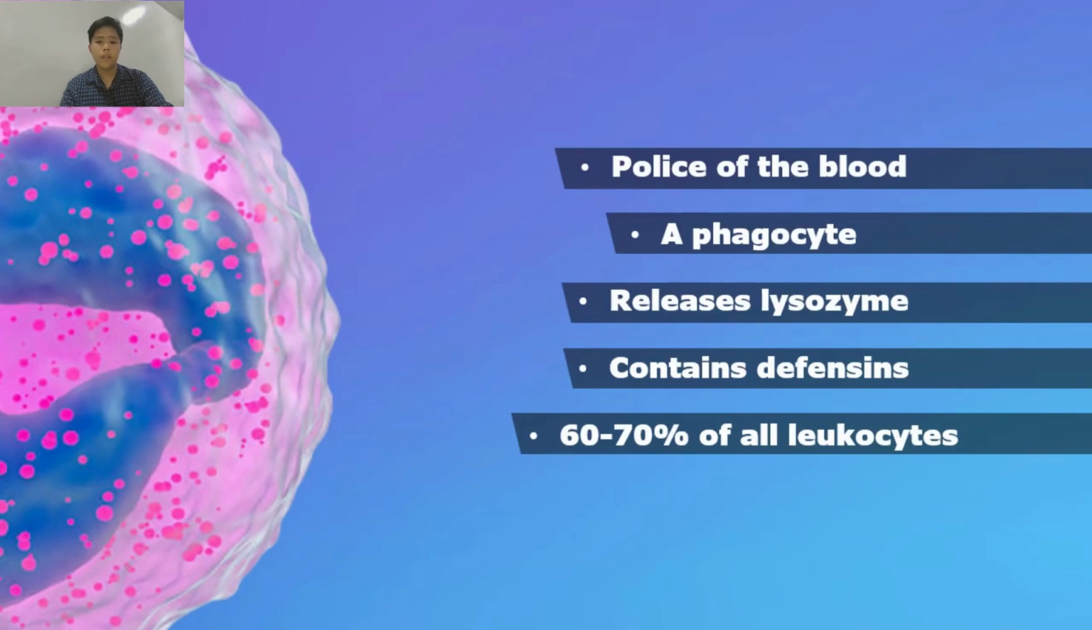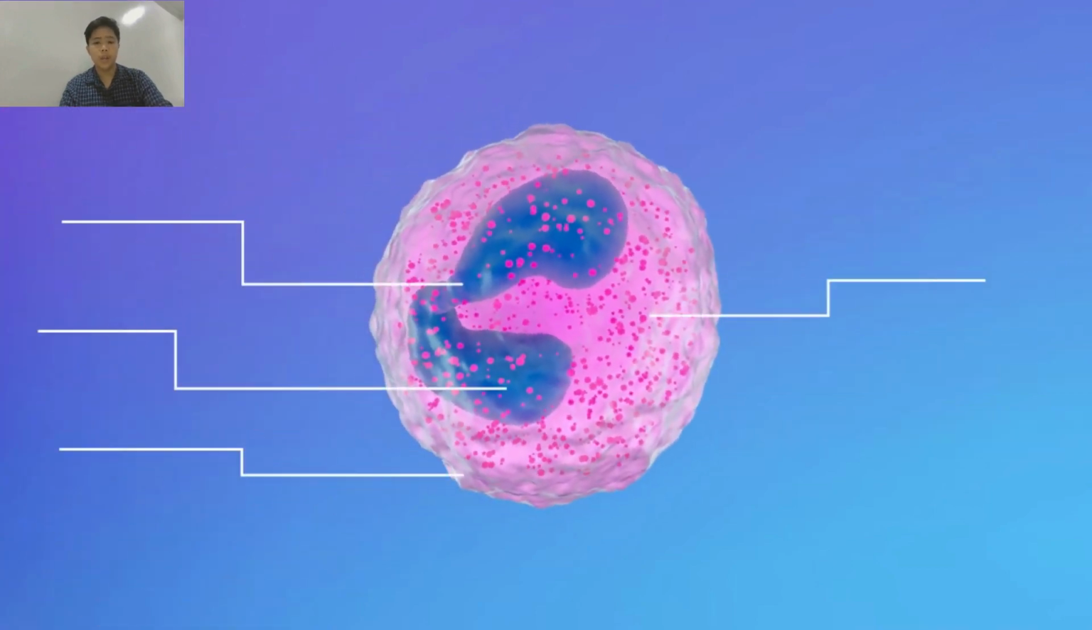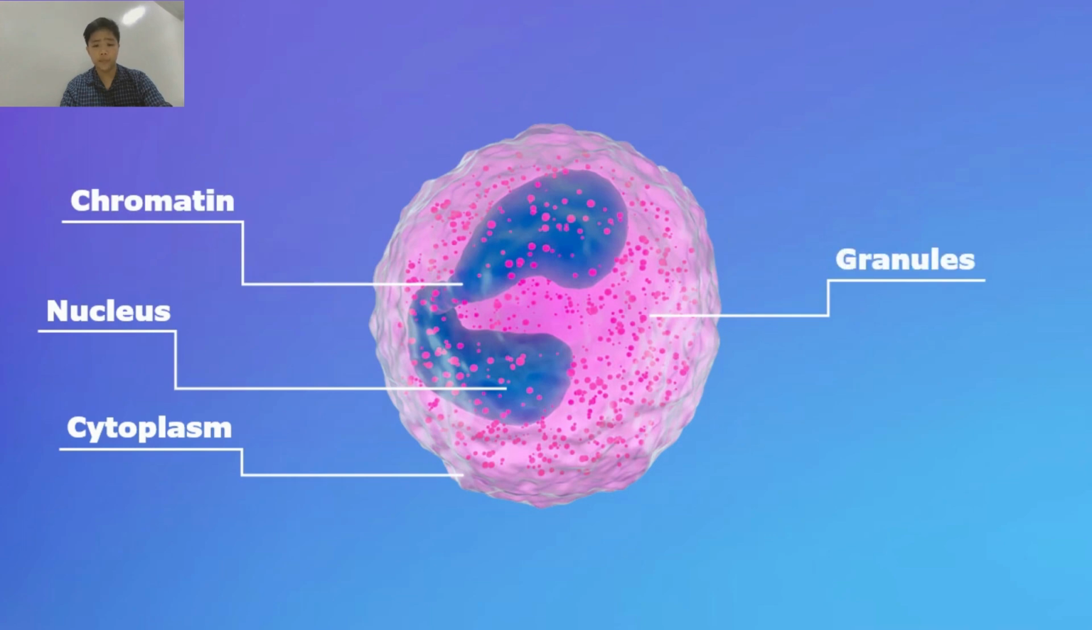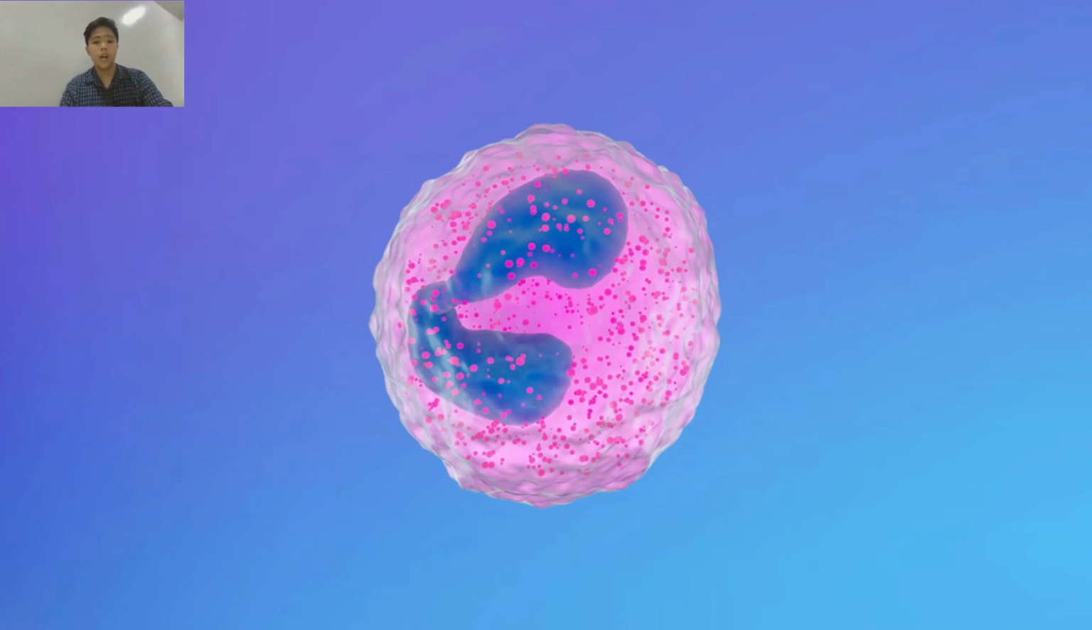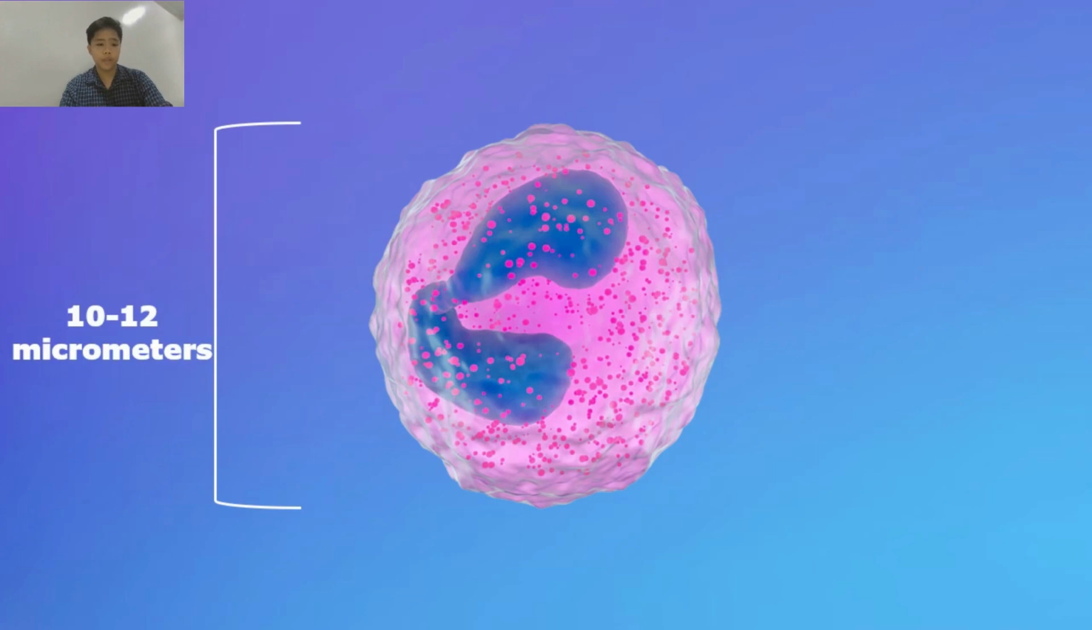These are the police of the blood, since they are the most common WBC, which is around 60 to 70% of the total WBC count in our blood. They are also phagocytes and release lysozyme, which aids in phagocytosis. And they contain defensins, which direct antimicrobial activity, immune signaling activities, or both. For the parts of the neutrophil, we have the cytoplasm, a multi-lobe nucleus, which is connected by chromatins, and granules, which release enzymes when your immune system is under attack. The size is 10 to 12 micrometers in diameter.